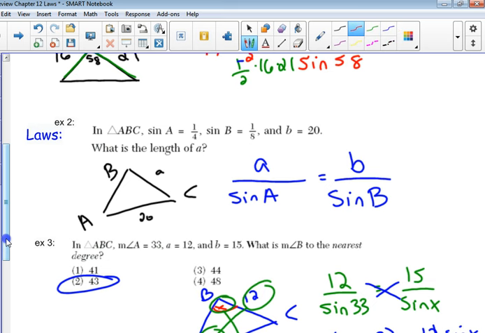Well, we're looking for A. We don't know what this is, so A should stay A. But what can we replace sine A with? 1/4. Good. Okay, this whole thing is 1/4.